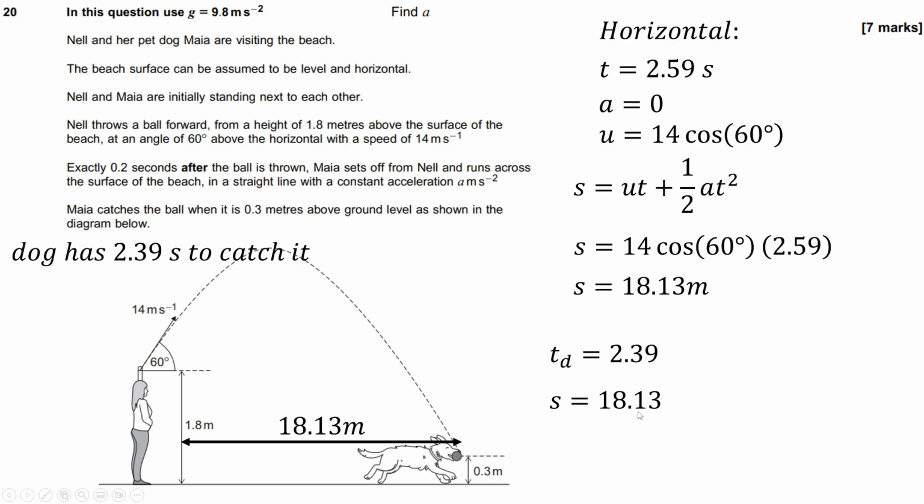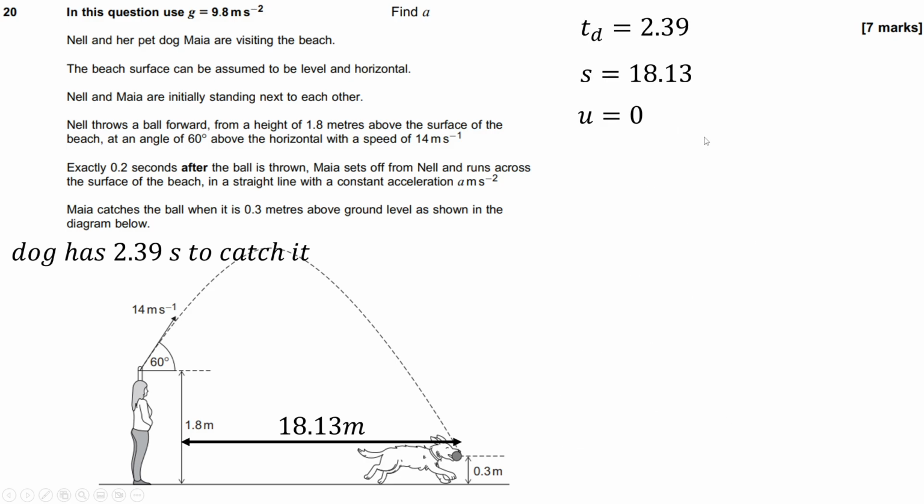Displacement is that. Its initial velocity is 0 because it starts from rest. Let's do suvat again. This is s equals ut plus half at squared to get what a is. You rearrange for a, you get 6.3 meters per second. This should say meters per second squared, not meters per second, because that's wrong. That would be velocity.